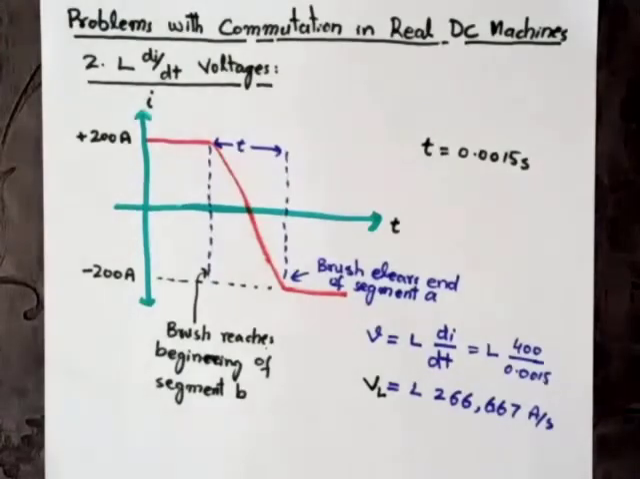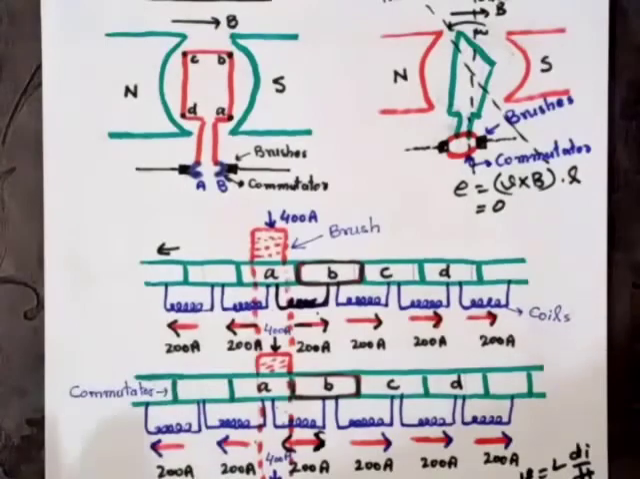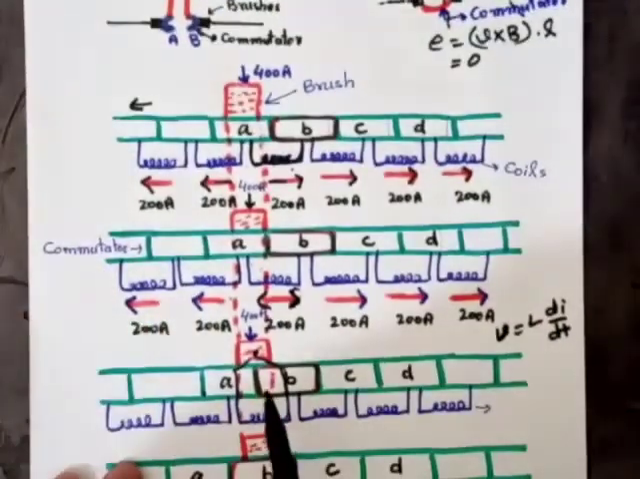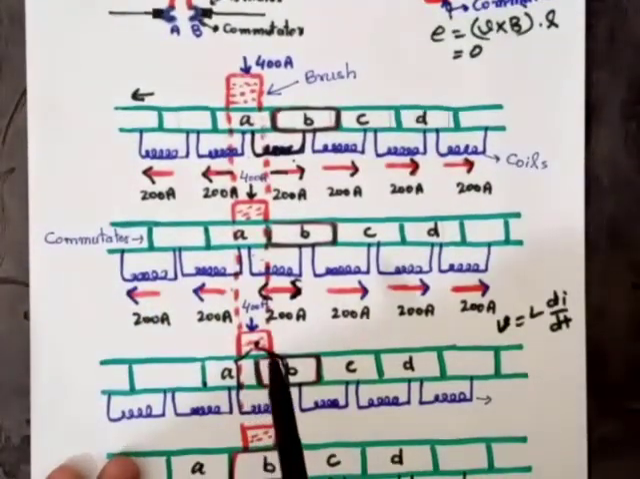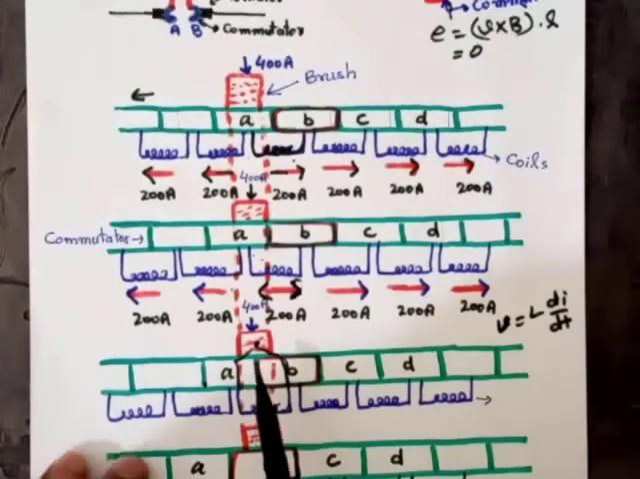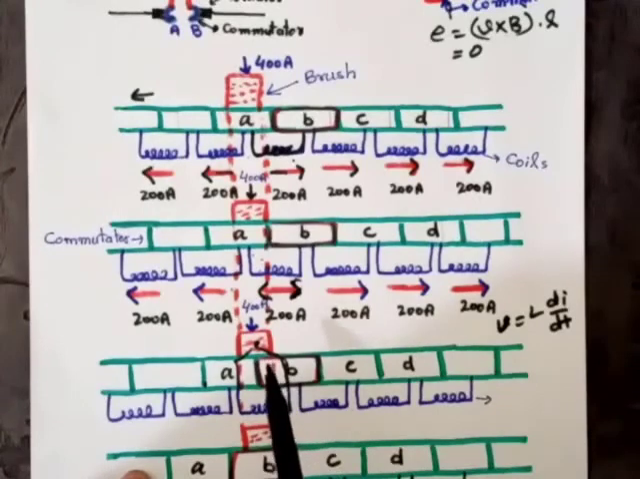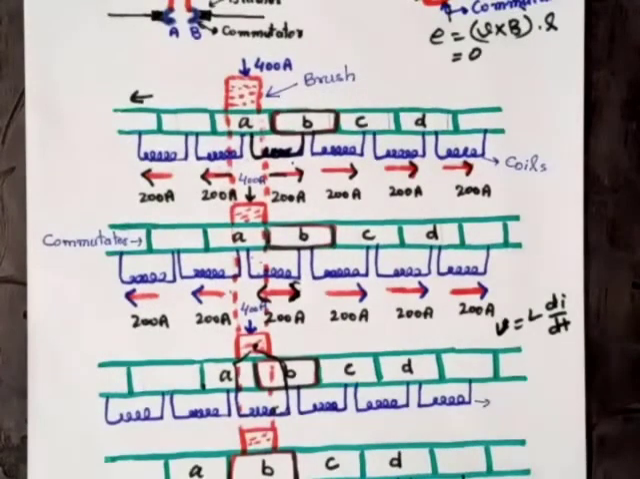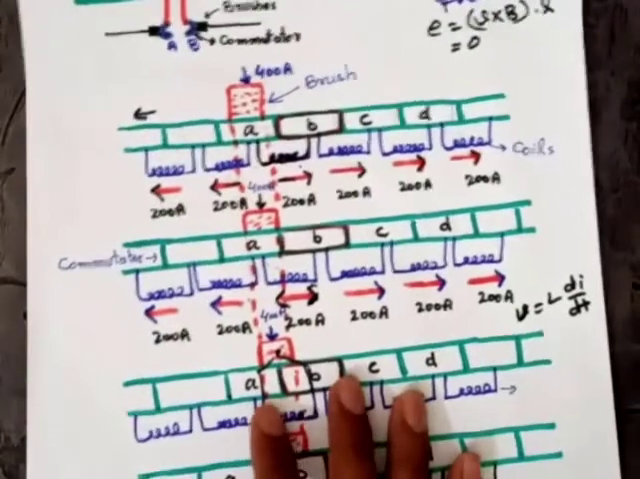As you can see in this figure, if a small inductance of the coil exists, then a large voltage will be produced, called the inductive kick. Due to this, sparking will occur across the brushes. Due to this sparking, the maintenance cost of the machine will increase. So this is the problem of L di over dt voltages.